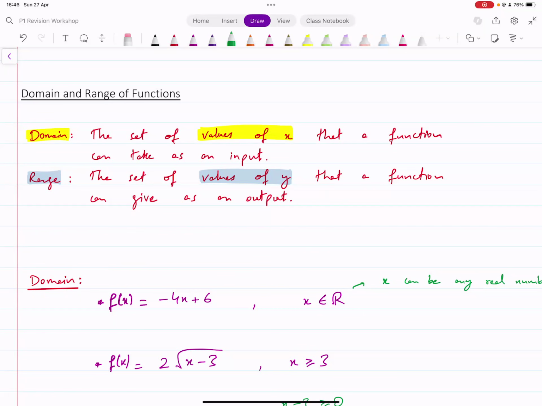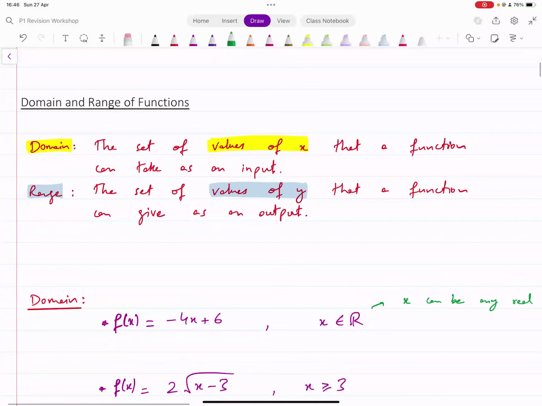Okay, so the first major thing that you need to know about functions is domain and range of functions. Okay, now what's the domain of a function? Domain is the set of values of x that a function can take as an input. And what about the range of the function? Range is the set of values of y that you can get as an output from the function. So values of x, they're known as the domain. Values of y, we call them the range.